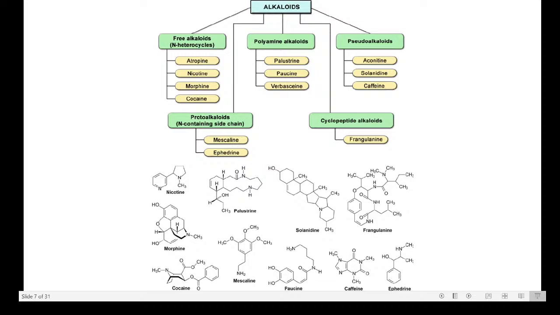Okay, polyamine alkaloids. What are the polyamine alkaloids? Polystyrene, pyosins and verbacins. Pseudoalkaloids: aconitine, solanidine, caffeine. Cyclopeptide alkaloids: franguline. And protoalkaloids have N-containing side chains. Free alkaloid means N heterocycles. Protoalkaloid means N-containing side chain.